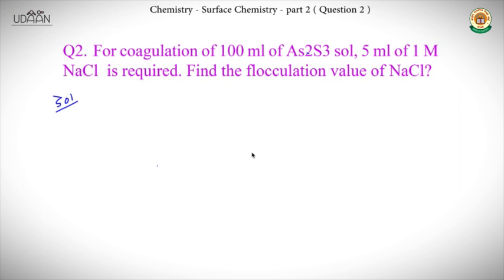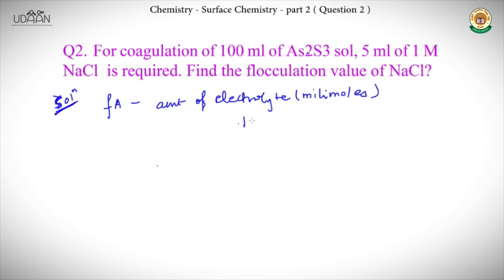Okay, so let's try this question in which we are given that for coagulation of 100 ml of As2S3 sol, 5 ml of 1 molar NaCl is required. You have to find the flocculating value of NaCl. So what is flocculation value? Flocculation value is the amount of electrolyte in millimoles that I will add to 1 liter of colloidal solution to complete its coagulation.